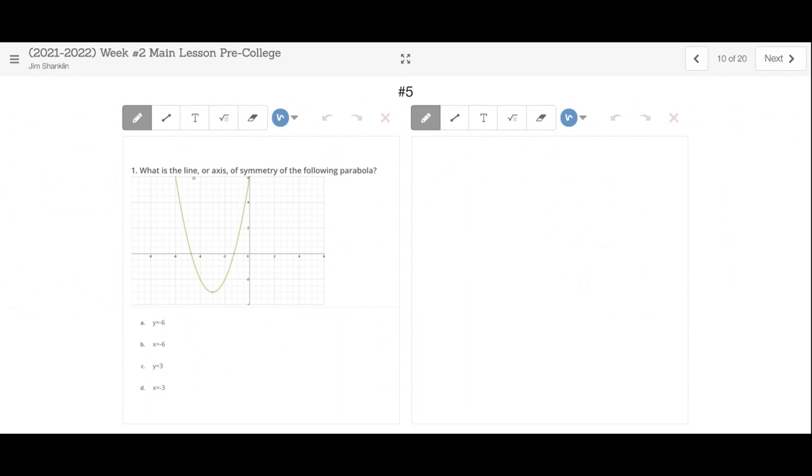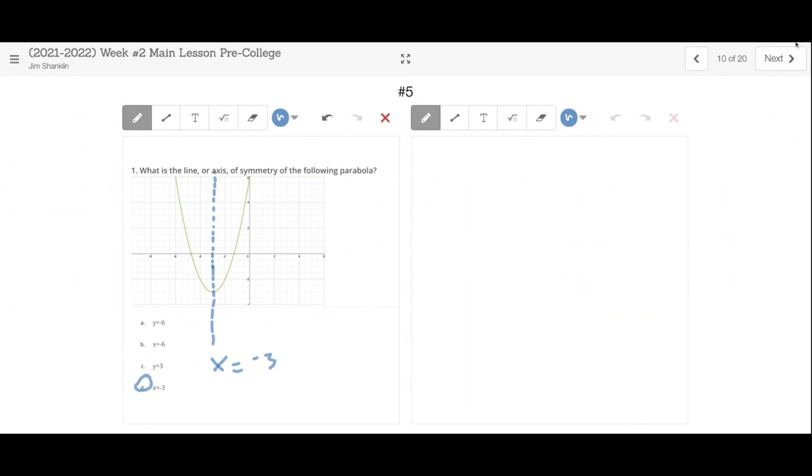Question number 5 on the practice for this week. It says, what is the line or axis of symmetry of the following parabola? Remember, a line of symmetry cuts a parabola, or whatever the function is, directly in half. If I drew a line right here, this looks like the line of symmetry. If I folded it on that line, the two graphs would match up. So what is the equation of this line? Well, it's a vertical line, so it's going to be x equals, and what does it go through? -3. So x = -3 is going to be my line of symmetry for this graph.